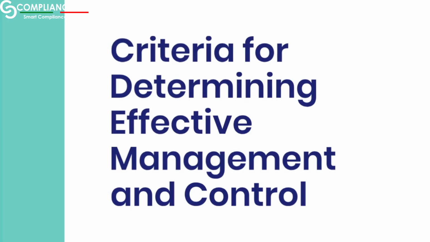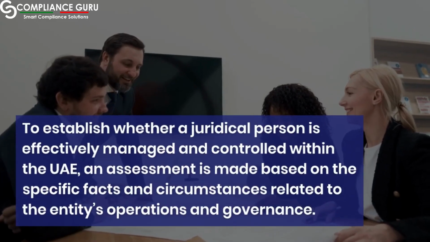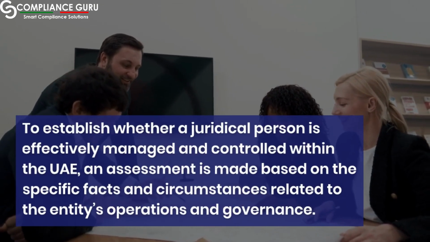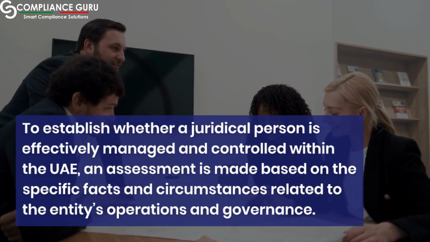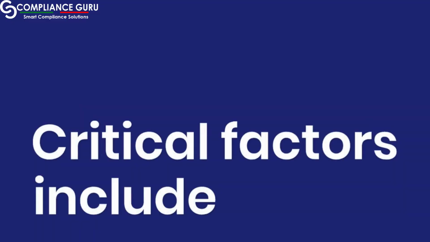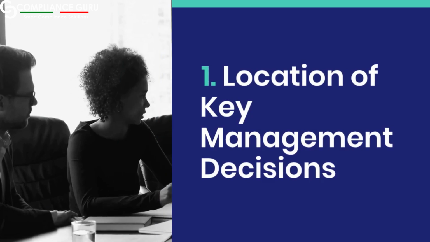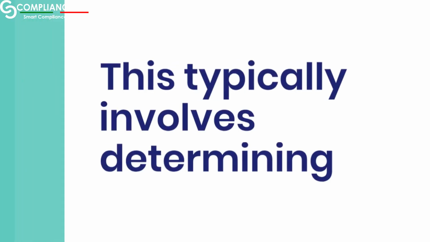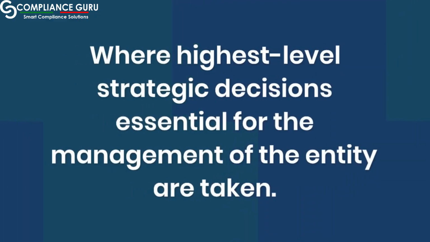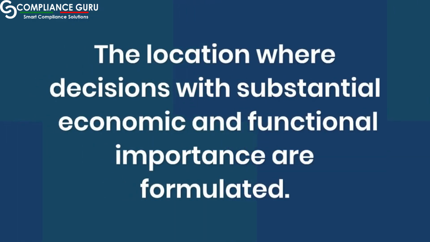Criteria for determining effective management and control. To establish whether a juridical person is effectively managed and controlled within the UAE, an assessment is made based on the specific facts and circumstances related to the entity's operations and governance. Critical factors include: 1. Location of key management decisions. The primary focus is on where the most significant management and commercial decisions that drive the juridical person's business are made in substance. This typically involves determining where highest-level strategic decisions essential for the management of the entity are taken, the location where decisions with substantial economic and functional importance are formulated.